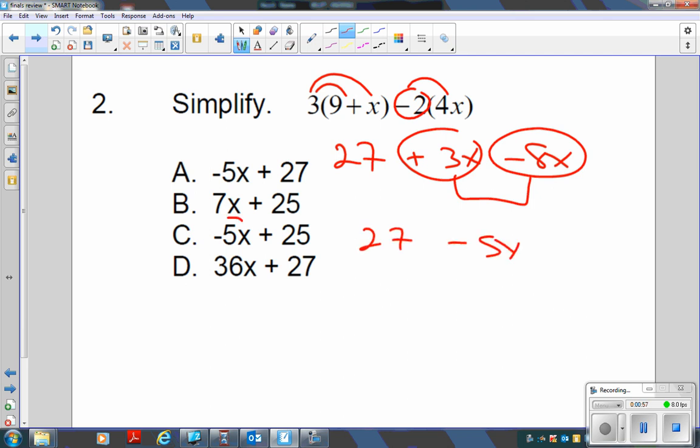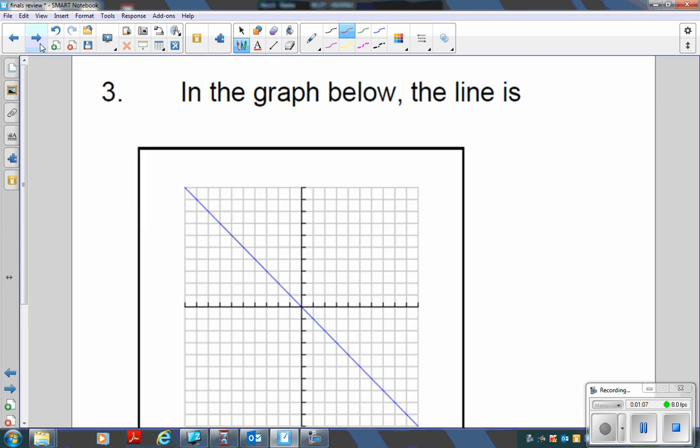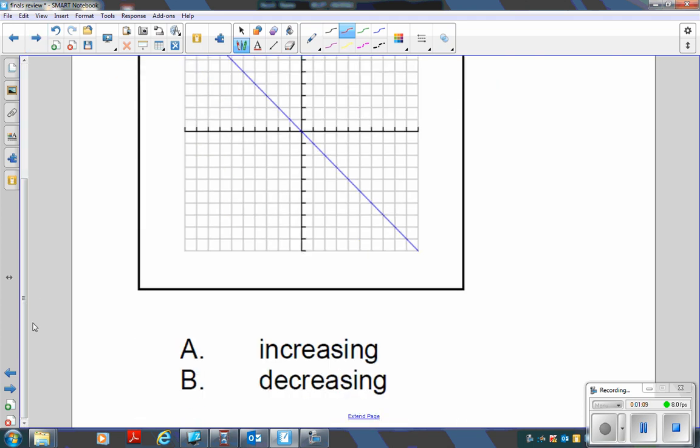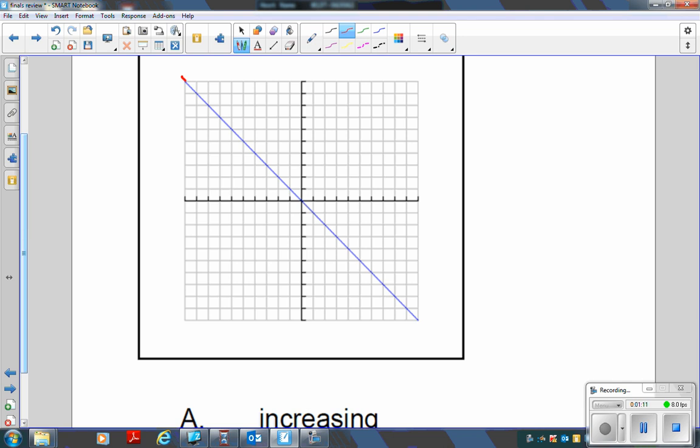Now this one has a negative 5x, but a 25. This one has a negative 20. There it is. There's your answer right there. For number 3, this line right here is decreasing because we read from left to right, and from left to right, this is going downwards.